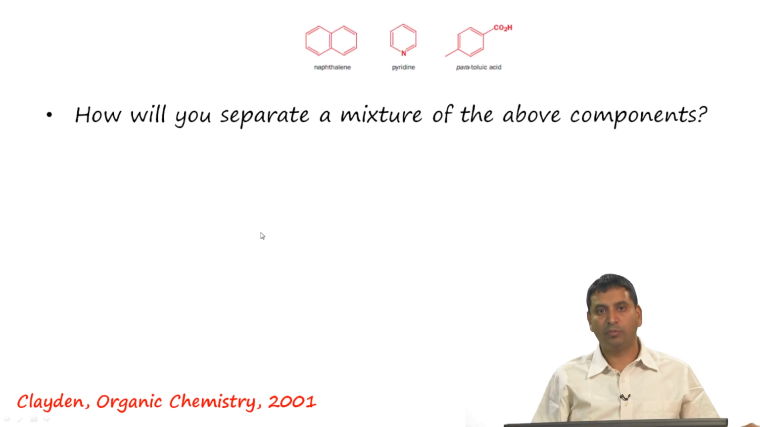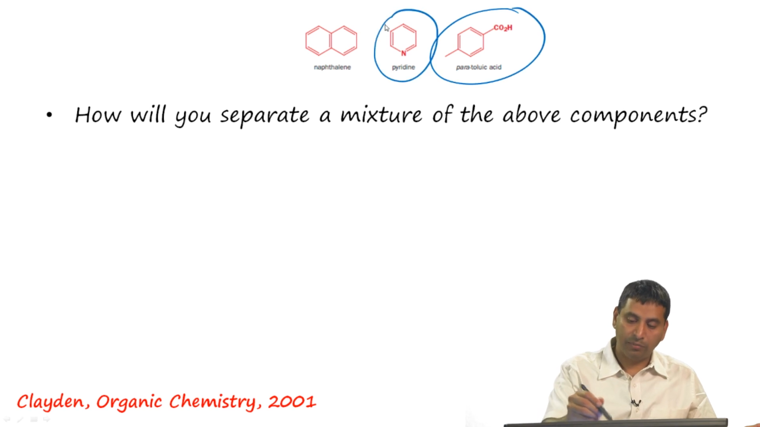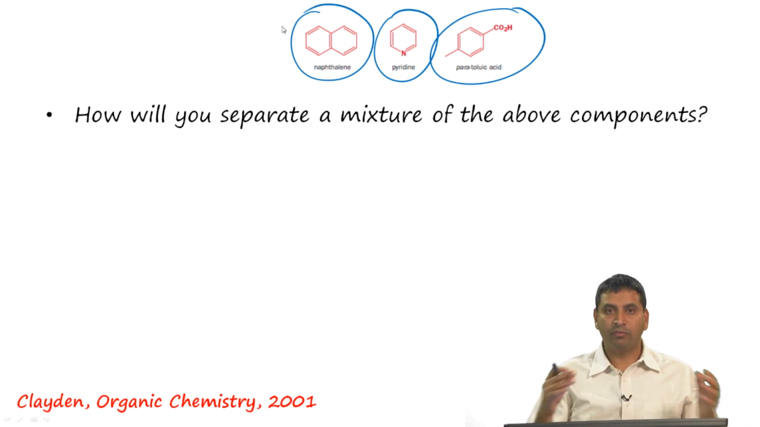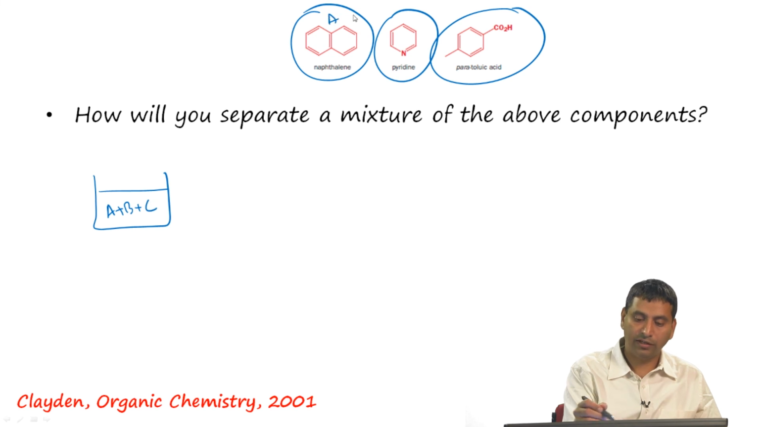Next question is, how will you separate a mixture of the above components, that is naphthalene, pyridine and paratoluic acid? So, if you want to do this, let us again look at the functional groups here. This has an acid, this has a base, albeit not a very strong base, and it has a neutral molecule. So, if you have a mixture of these three components, the best way would be to first dissolve this in an organic medium. So, in this organic medium, you will have all three components A plus B plus C. Let us call this A, this B, this C.